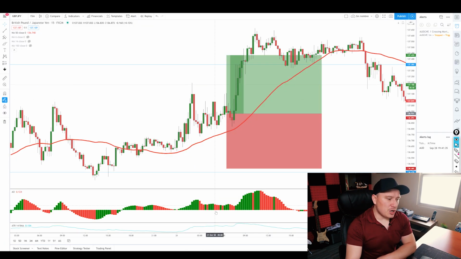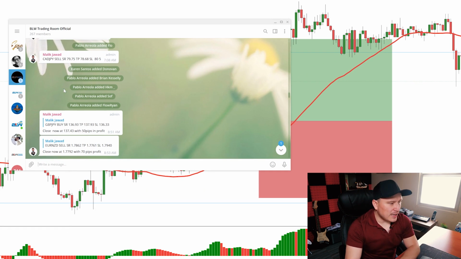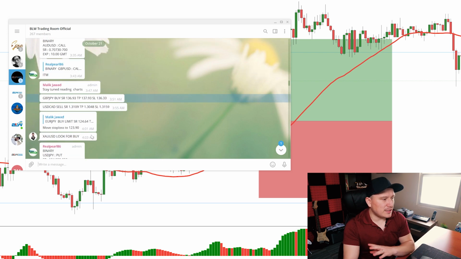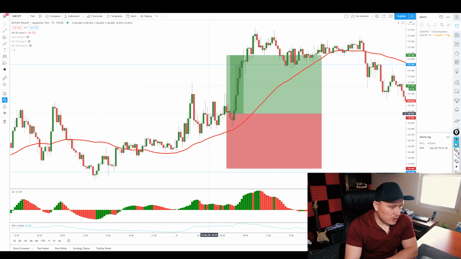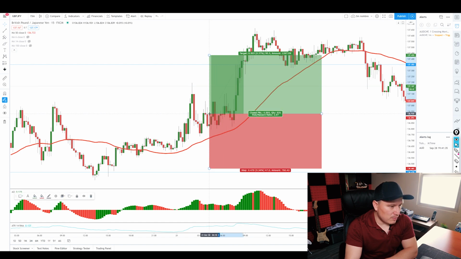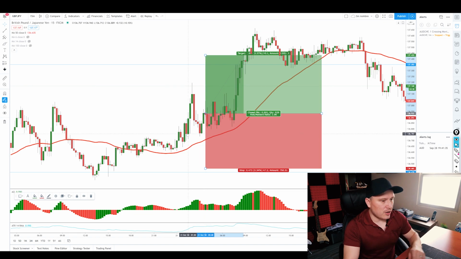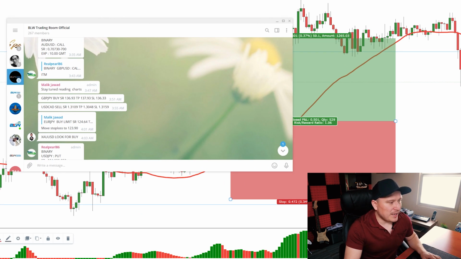So now we're going to jump into the Telegram group, because in the Telegram group is where we actually send the signal. As you can see, we're going to start with GBP JPY. This signal was sent at 3:51 in the morning, which was around this candle. Let me just move it around here. Yeah, there you go. And the signal was GBP JPY buy, and the SR, which is the strike rate, is 136.93.